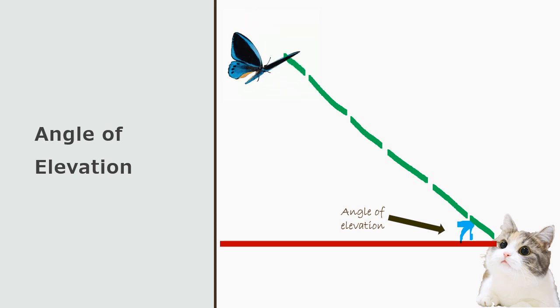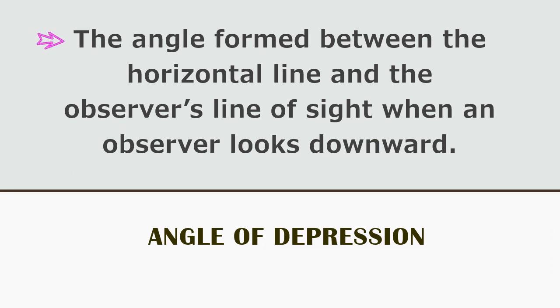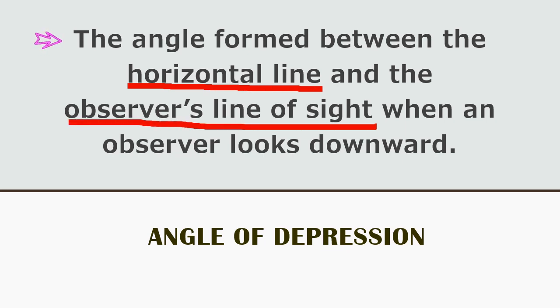So much for that. Let us proceed with angle of depression. Angle of depression is the angle formed between the horizontal line and the observer's line of sight when an observer looks downward. First, I would like you to take note again of the very important words that we are going to use in illustrating angle of depression afterwards. Same as before, we have the idea of the horizontal line and the observer's line of sight, and this time you take note that the observer is looking downward. Again, the observer looks downward.